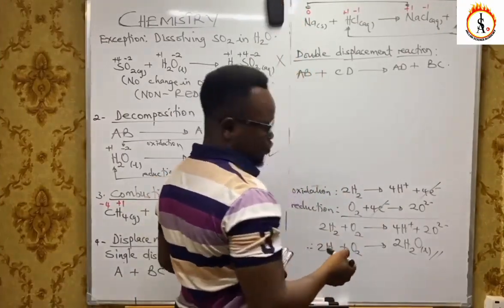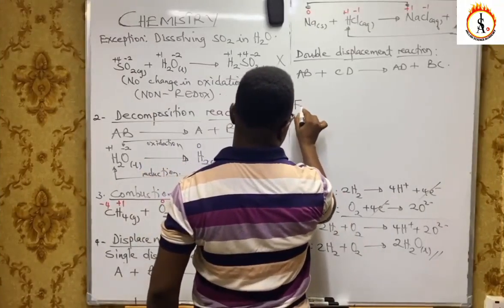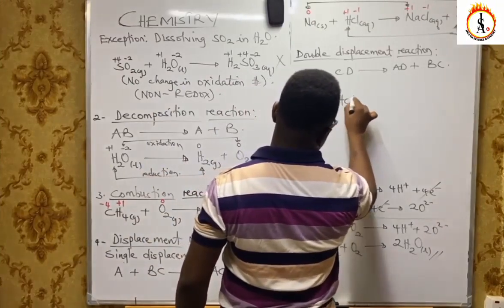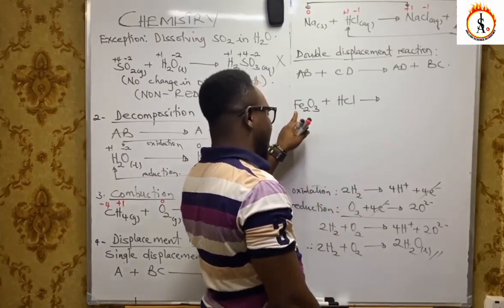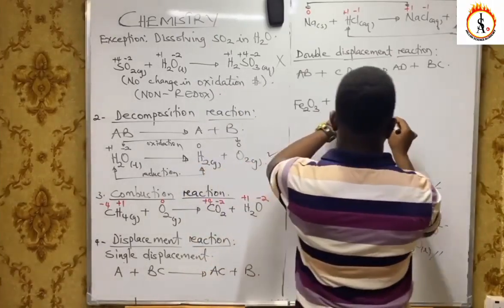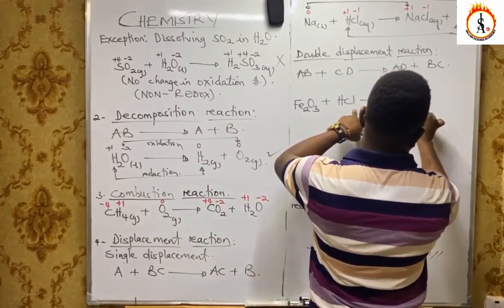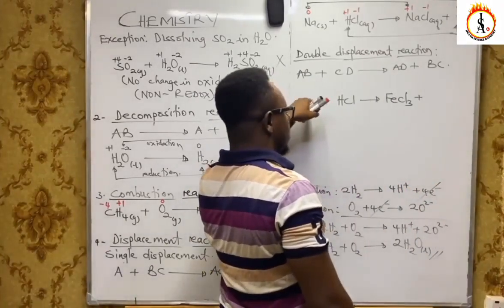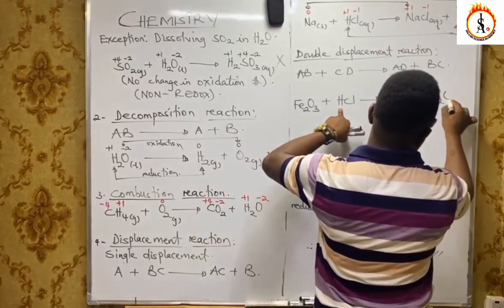Let's say we have iron rust, Fe2O3, reacting with hydrochloric acid. So what is going to happen in this case? Iron is going to displace hydrogen and react with chlorine, giving us iron trichloride. And then this remaining oxygen is going to react with the hydrogen to produce water.